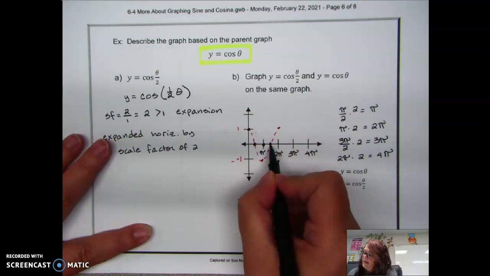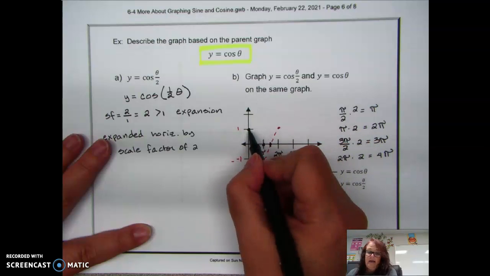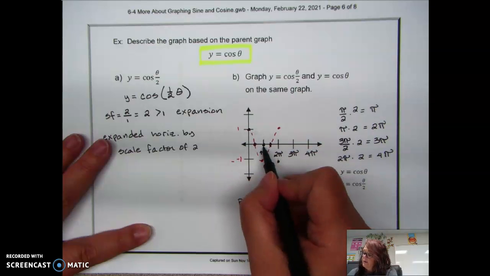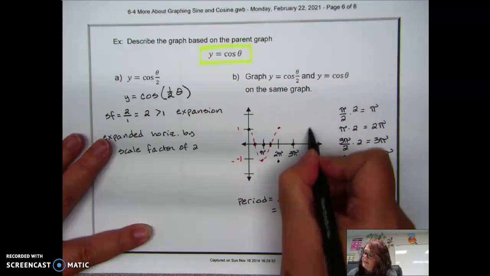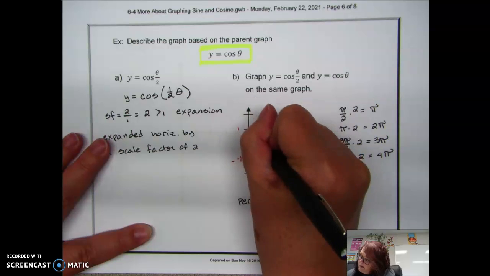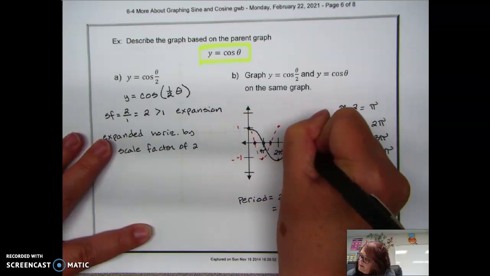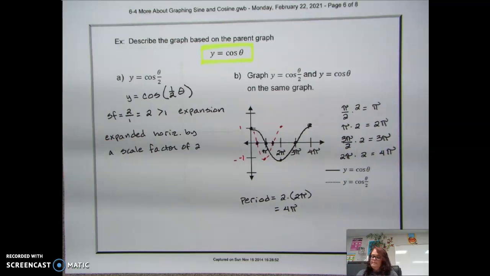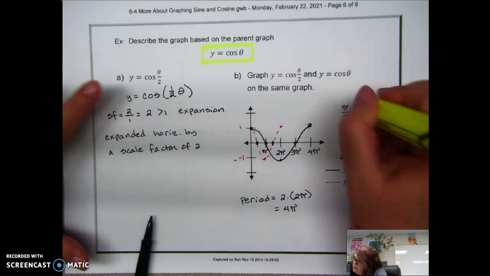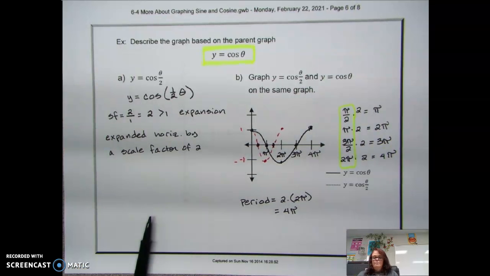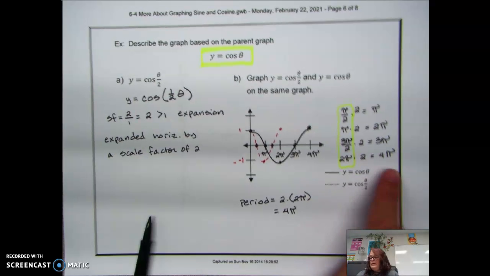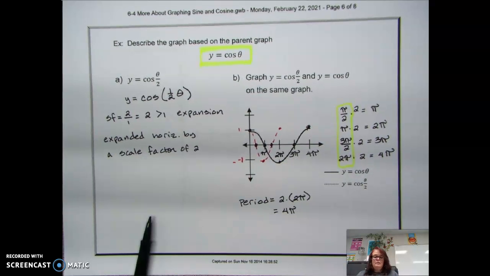And instead of 3 steps, and so on and so forth. So notice I've got a maximum at 0, then I'm at an x-intercept at pi, 2 pi is my minimum, 3 pi will be back to an x-intercept, and 4 pi is back to my maximum. And so my function looks something like that. So again, I'm taking each of my original 4 stopping points, multiplying them by 2, and getting my new 4 steps to get to the end of the period.